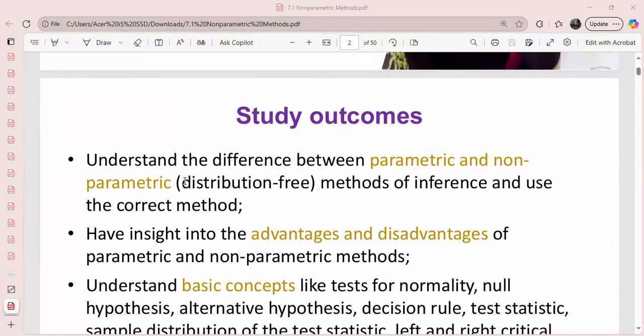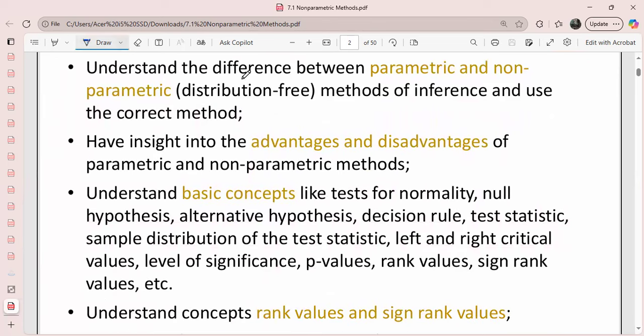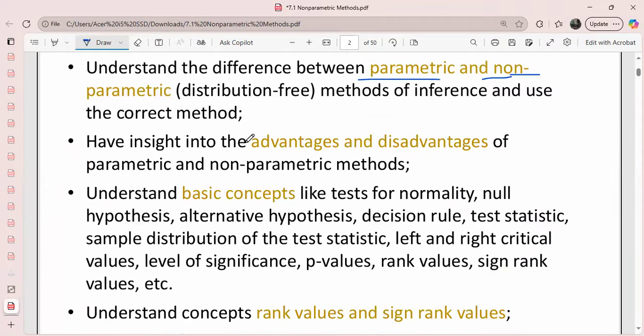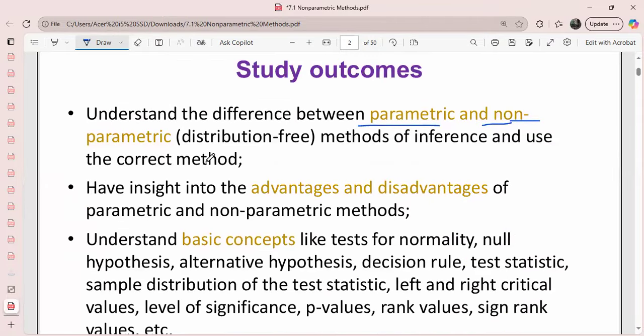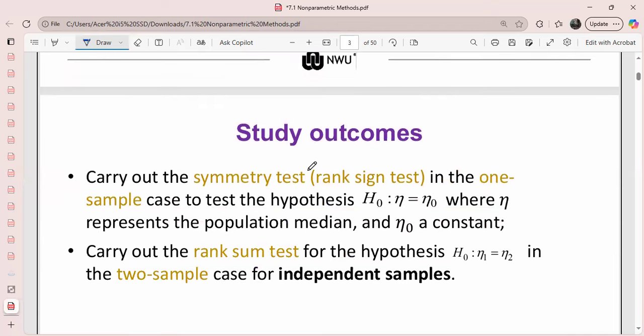Okay, let's check the study outcomes for this. For the study outcomes, you need to understand the difference between what we call the parametric and the non-parametric. So this whole chapter is about the non-parametric methods. But it's very important for you guys to understand the difference between the parametric and non-parametric methods of inference and also the use of the correct method. So I'll focus more on the calculations, not on the theory questions.